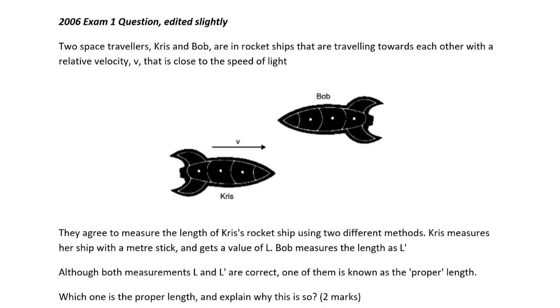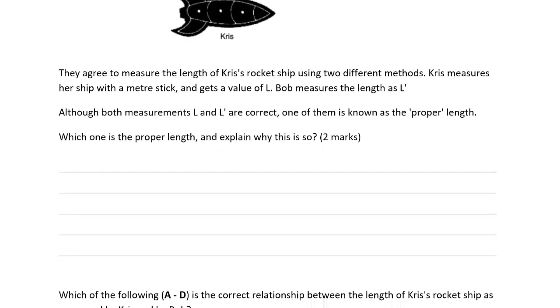They agree to measure the length of Chris's rocket ship using 2 methods. Chris measures her ship with a meter stick and gets a value of L. Bob measures the length as L dash. This is not representative of proper length and contracted length. They're just trying to represent 2 different lengths that are measured here. Although both measurements L and L dash are correct, one of them is known as the proper length. Which one is the proper length, and explain why this is so.